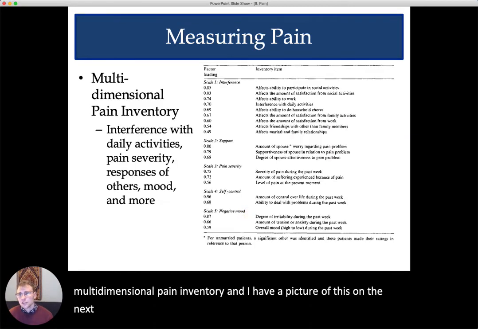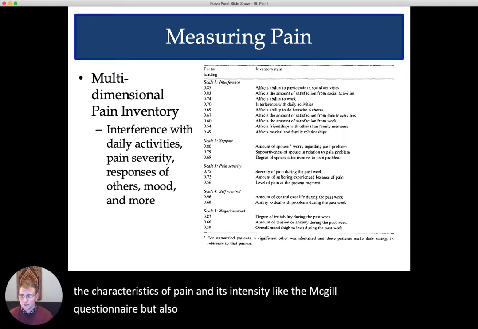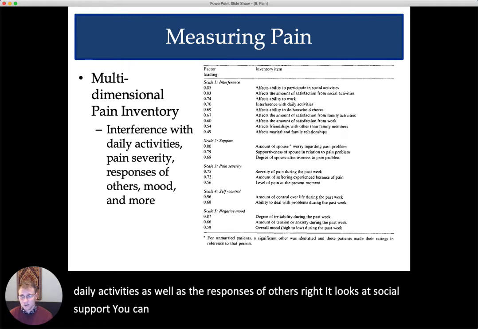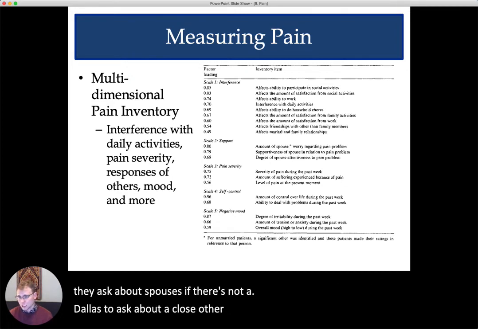Yes, and these look at all kinds of different aspects of pain, from the characteristics of pain and its intensity, like the McGill questionnaire, but also include how much that pain interferes with daily activities, as well as the responses of others, right? It looks at social support. You can really see a social factor in this. And so often they ask about spouses. If there's not a spouse, they ask about a close other, and how they are responding to your pain.